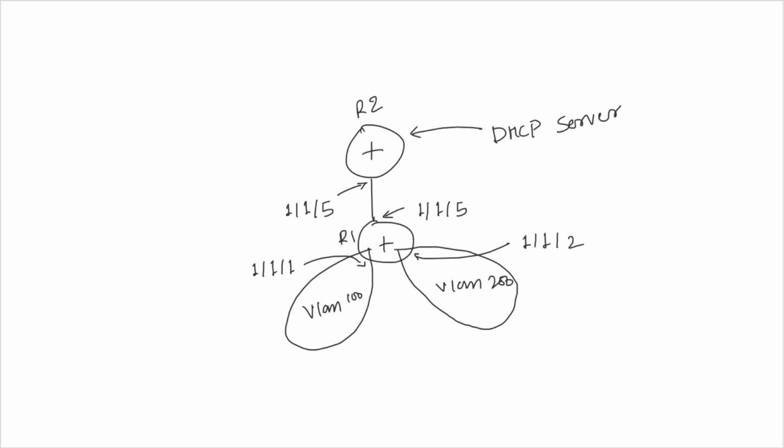So let's start with the basic configuration. We'll configure VLAN 100 and 200 in router 1. Then we'll add PC1 and PC2 in the respective VLANs. Then we'll see how we can create a DHCP server in router 2. And then we'll add the relay to both the VLANs. So let's get into router 1.